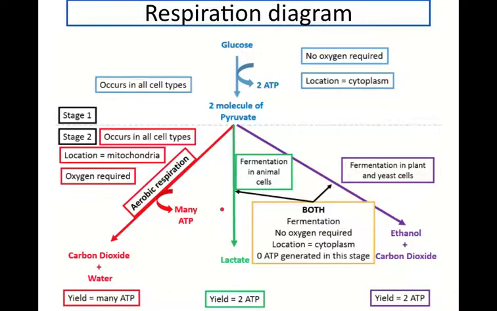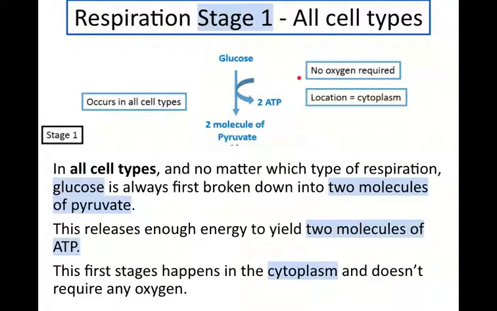So first we're going to look at stage 1, which comes right at the top of this diagram, as it occurs in all cell types and in both types of respiration, aerobic and fermentation. So no matter which type of cell or which type of respiration you're looking at, glucose is always first broken down into 2 molecules of a molecule called pyruvate.